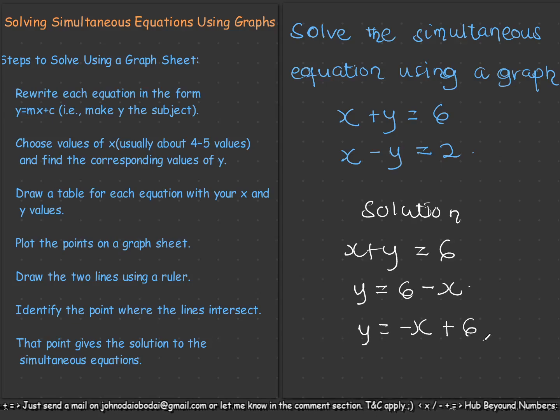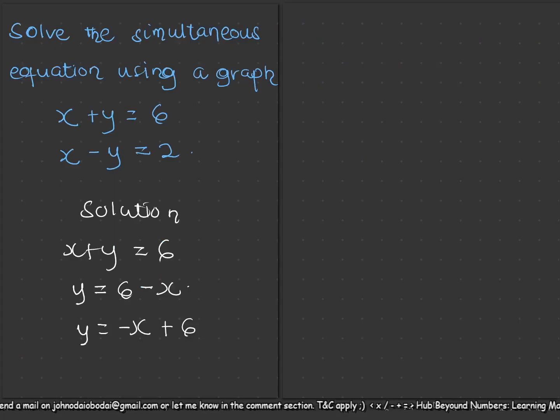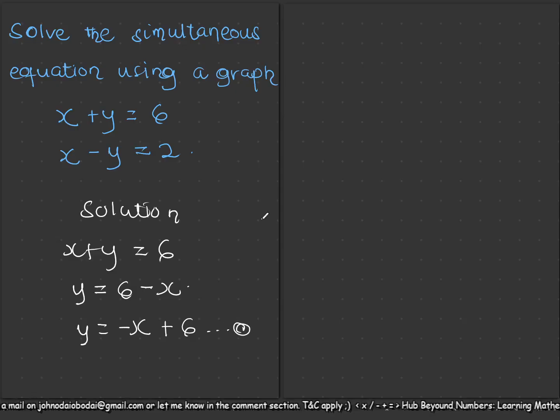If you understand your plane geometry well, you realize that the 6 here is your y-intercept, and the negative one here is your gradient. So the gradient of this line is negative 1. Before we move on, let's name this our equation 1.